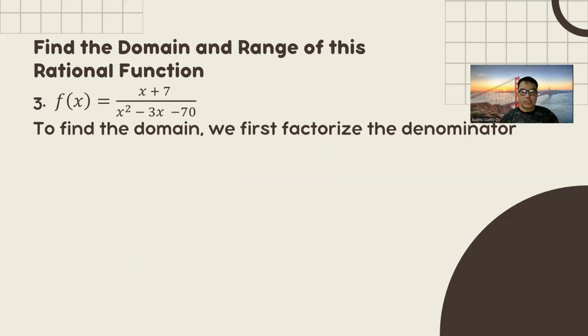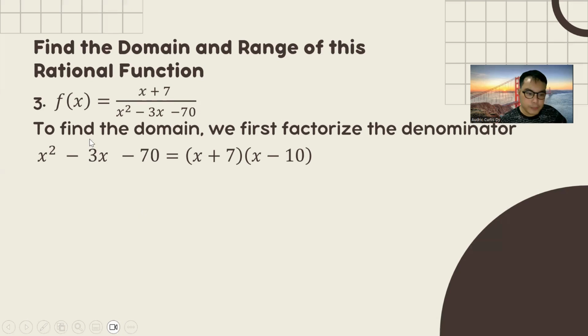Okay, so here, since the denominator is a quadratic expression for this example, so in that case, if factorable, we need to factorize the denominator in order to get the domain. So based on the rule kasi, you need to equate the denominator with 0 to get the domain. Okay, so x squared minus 3x minus 70. So we factorize this. So the possible factors of 70 are 7 and 10.